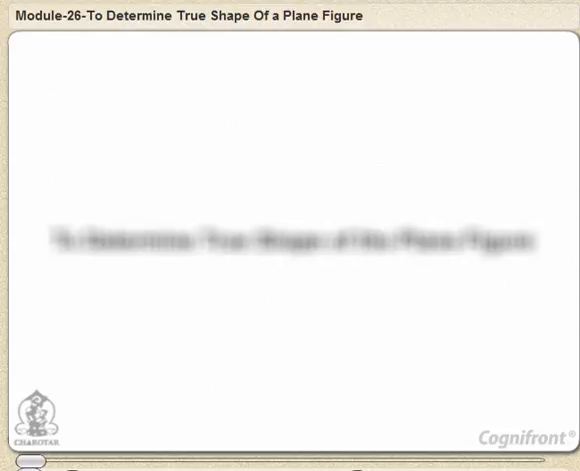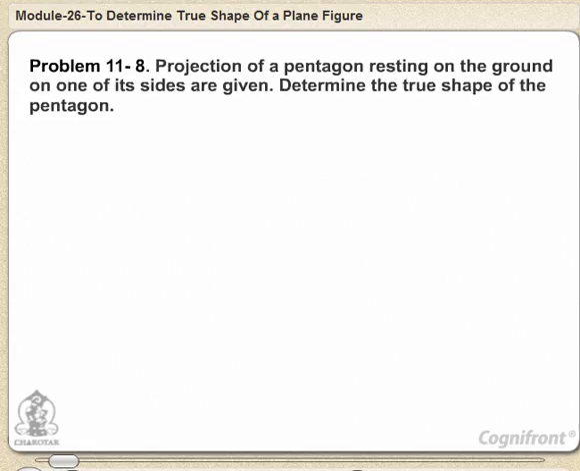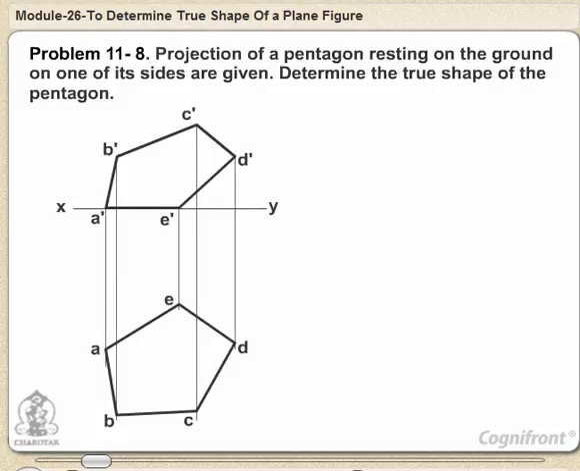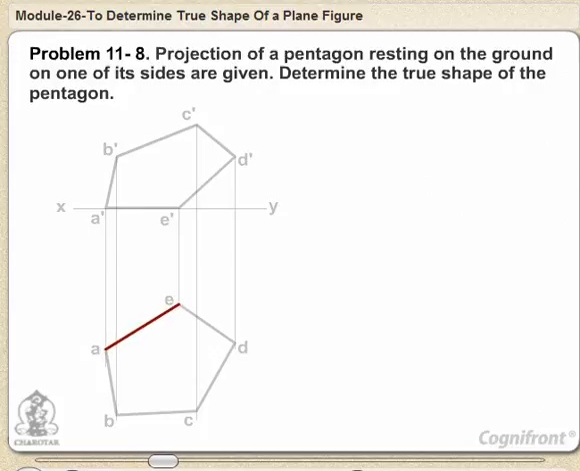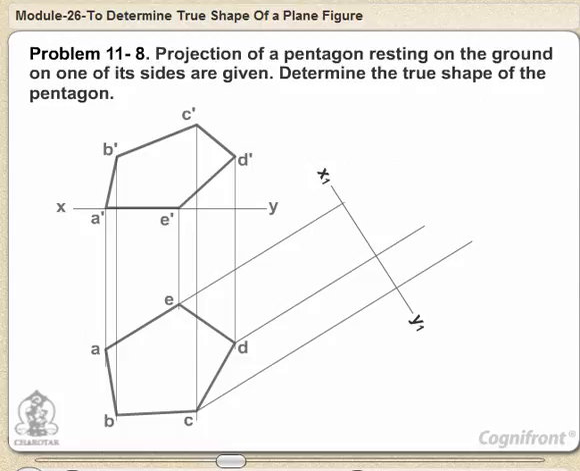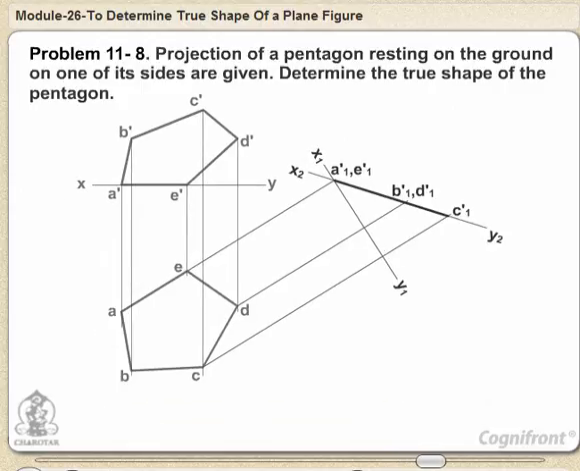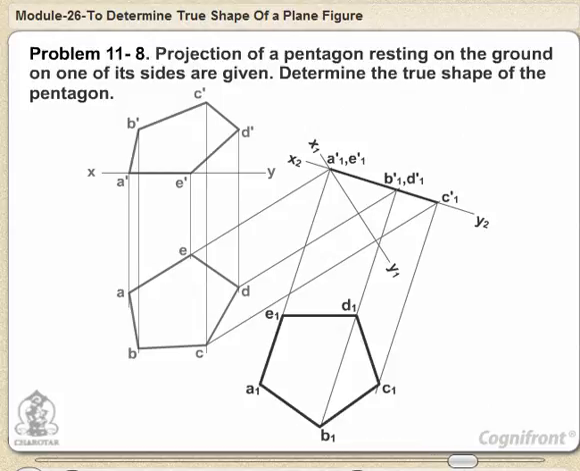To determine the true shape of a plane figure. Problem 11.8. Projections of a pentagon resting on the ground on one of its sides are given. Determine the true shape of the pentagon. AE is the true length of the side because it is parallel to the HP. Draw a reference line x1y1 perpendicular to AE. Project an auxiliary front view on it. It will give a point view A1'E1' of AE and an edge view A1'C1' of the pentagon. Draw another reference line x2y2 parallel to A1'C1' and project an auxiliary top view A1, B1, C1, D1, E1, which will be the true shape of the pentagon.